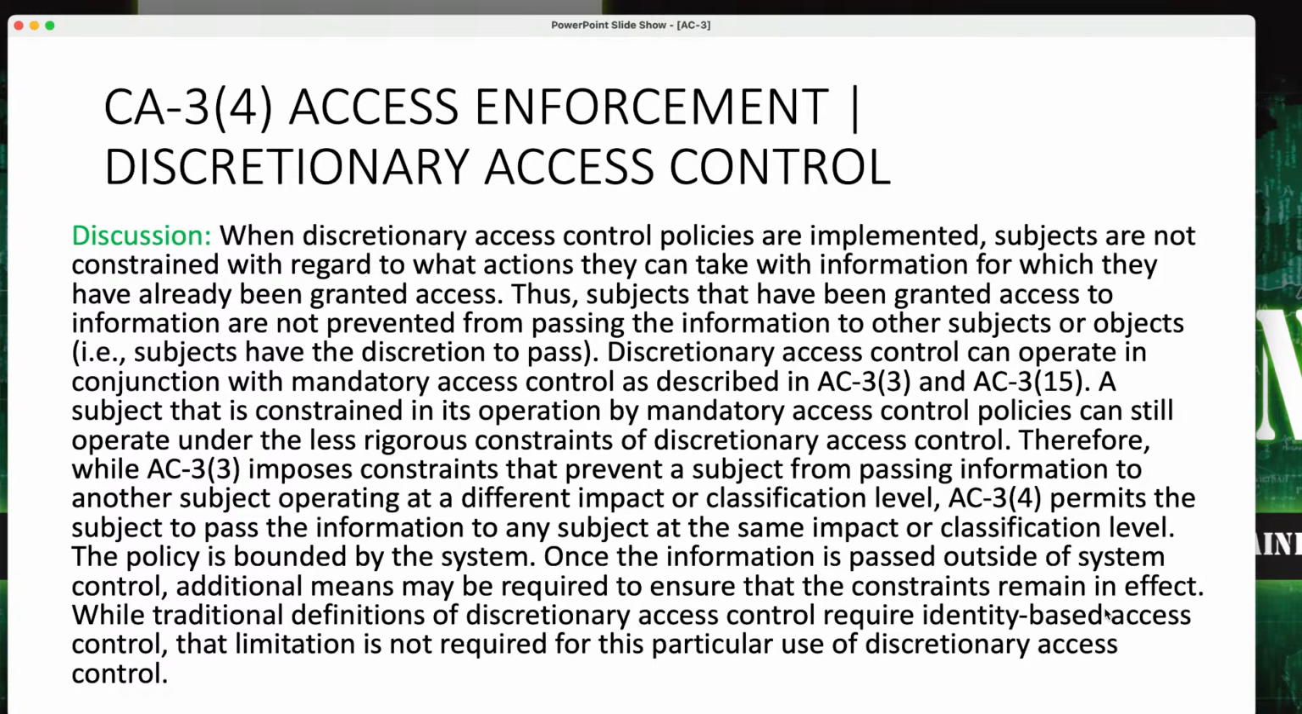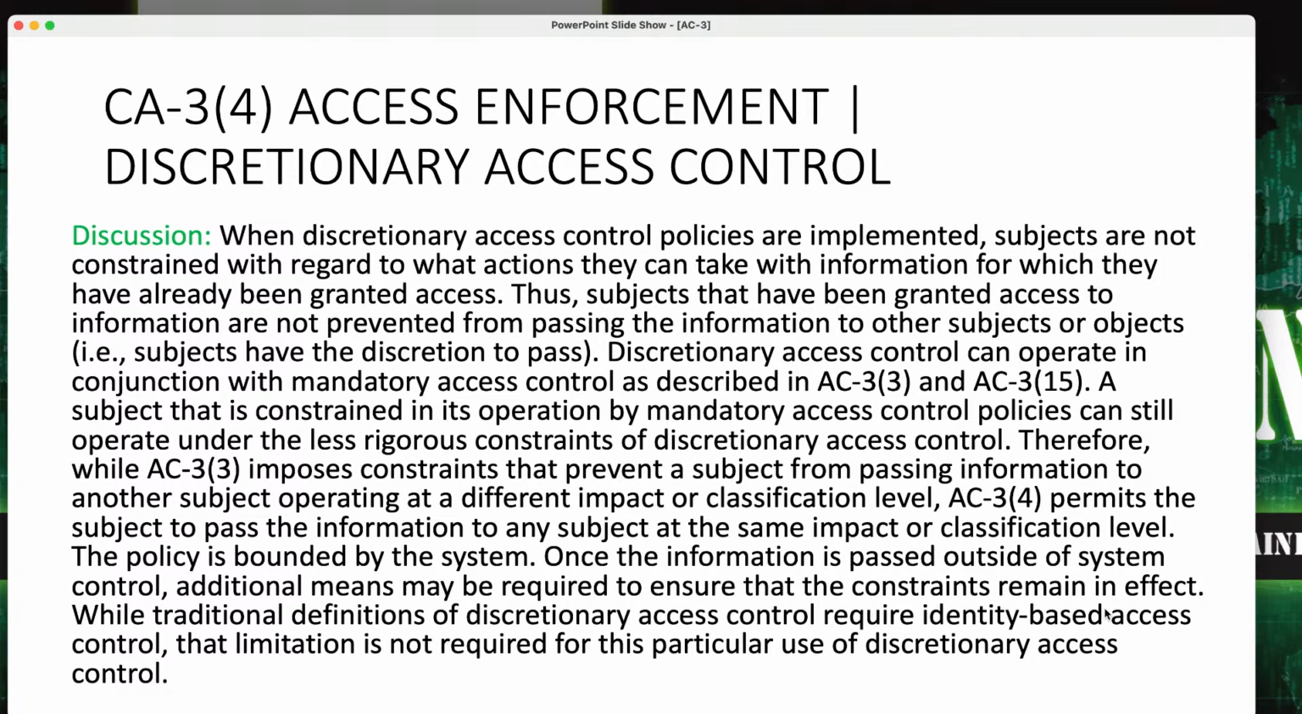Policy is bounded by the system. Once the information is passed outside of the system control, additional means may be required to ensure that constraints remain in effect. While traditional definitions of discretionary access control require identity-based access control, that limitation is not required for this particular discretionary access control. So we're talking about identity-based controls. We're not going to cover them here. We'll cover them in another place. And we're just saying the same thing. We can have discretionary and non-discretionary living hand in hand with each other.